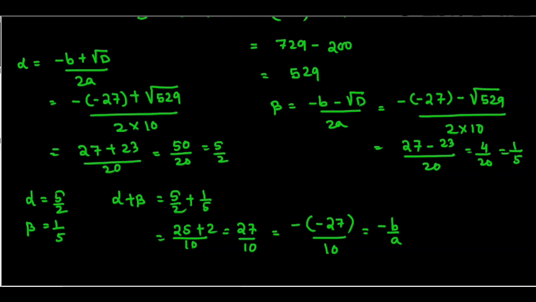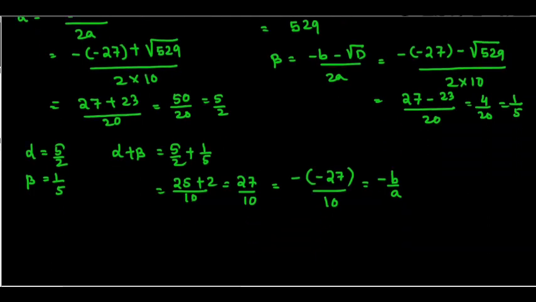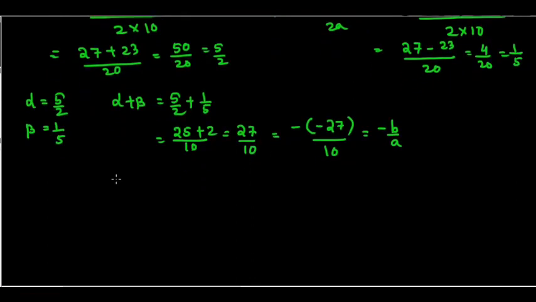Similarly, let us find that alpha into beta is equal to c by a. So alpha into beta will be equal to 5 by 2 into 1 by 5, that will be equal to 5 by 10. If you look at the equation, 5 is equal to c and a is equal to 10. So 5 by 10 is equal to c by a. So students, this is all about the quadratic equation.